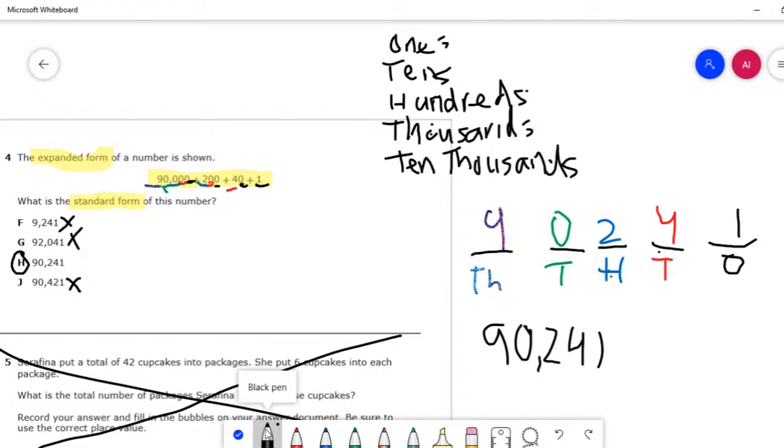Does anyone have any questions on how I did this or anything in general about the concept? Please leave them in chat and I will get to them very soon.